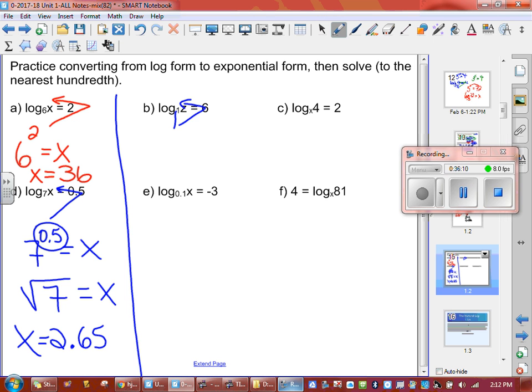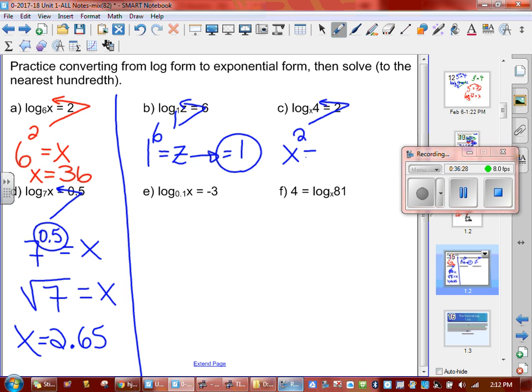Same thing on this one. We're going to be using the 7 rule. So x squared equals 4. And now we have to get rid of our squared sign. So we need to square root x squared to get rid of the squared sign. So we square root the other side. So that means x equals 2 in that case.